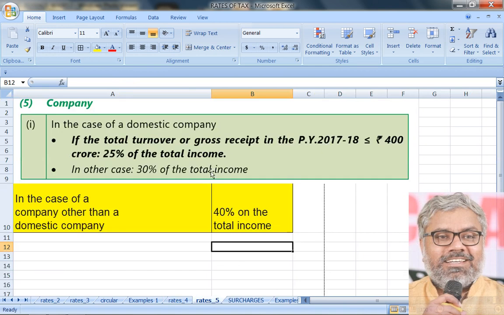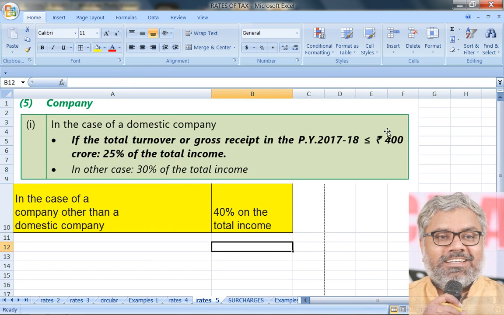Then coming to the companies, there are domestic companies and foreign companies. For domestic companies, the base rate of tax depends upon turnover in the year 2017-18. Then a question comes, sir, what if the question does not say anything? If it does not say anything, assume that the turnover is less than 400 crores in the previous year 2017-18 and apply 25% tax rate only.